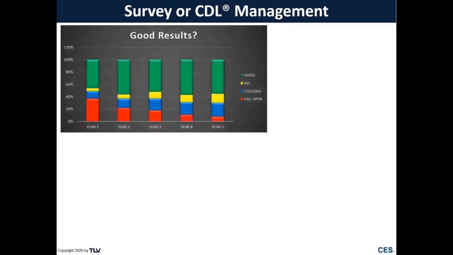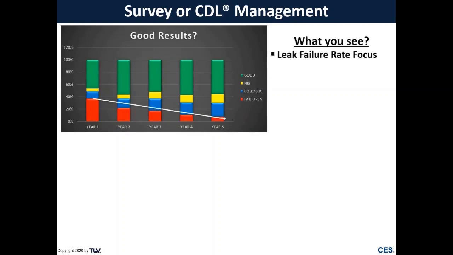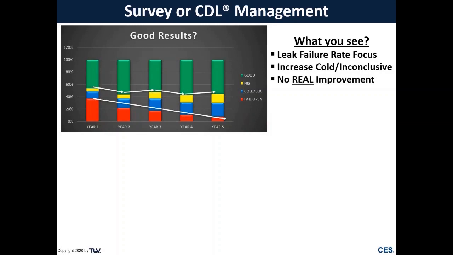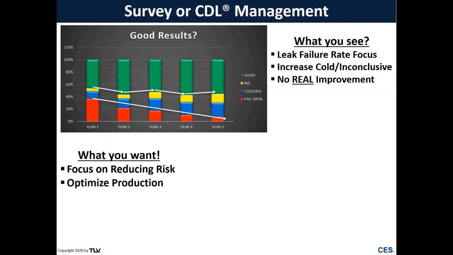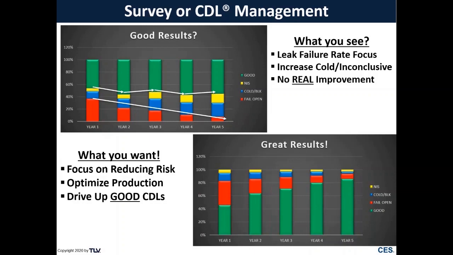So you may see something like this with your year-over-year results, where you may see your leakage failure rate decreasing, but you have an increase in your cold and inconclusive steam traps. So overall, there's really no real improvement in the number of good CDLs that you have across your site. So what do you really want? What you want is to focus on reducing risk associated with your steam system and to optimize your production, ultimately to drive up the number of good CDLs. So what you really want to see is the number of good CDLs increasing over time through fixing those problems that are identified with each CDL.